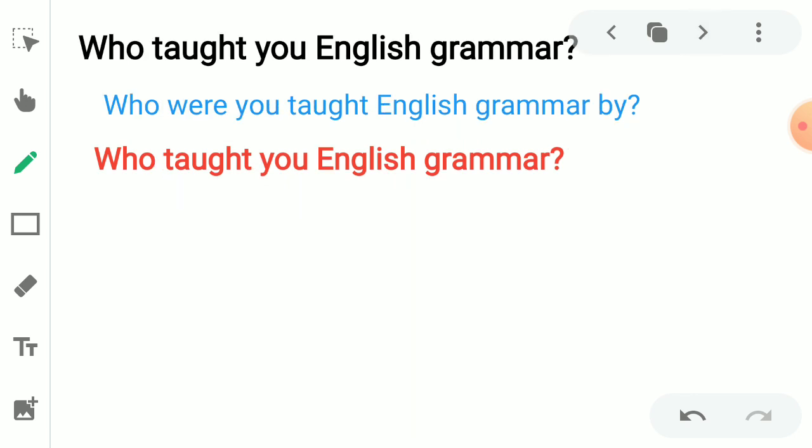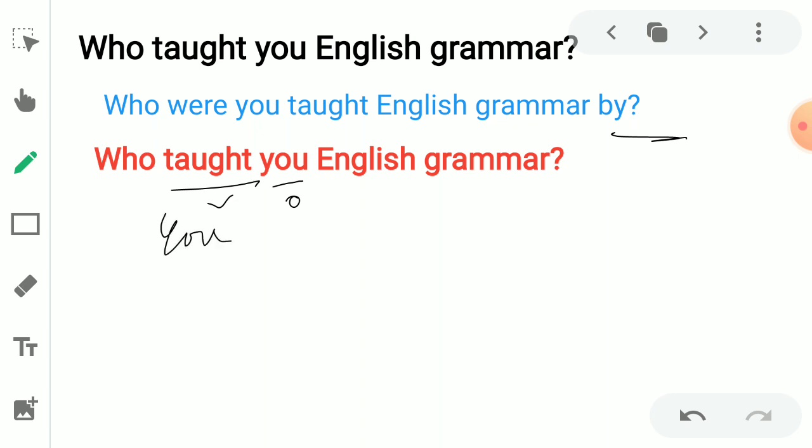The second method is, who taught you English grammar? What is the answer we have here? Who were you taught English grammar by? It's very simple. The same procedure you have to follow. If you select taught as verb, you have to select you as object. There are two objects here, you and English grammar. So in the second method, let me take you as object. You take it first, you.